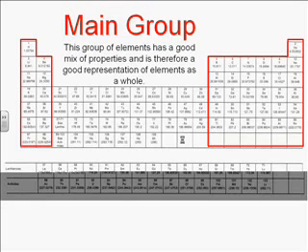Within the main group, we've got solids at room temperature, liquids at room temperature, and gases at room temperature. We've got metals, nonmetals, and metalloids. We've got elements that are very reactive and elements that won't do anything, that are very unreactive. There's a wide range of properties in here. So this group is a good representation of the whole periodic table in a smaller form. So we call these the main group, or the representative elements.